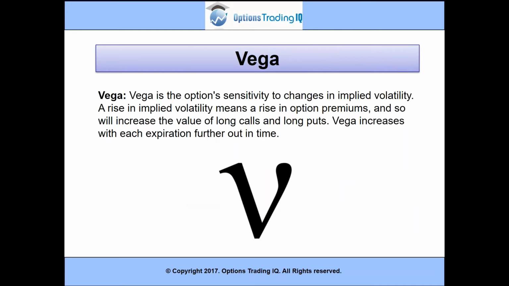All right, so Vega is the option sensitivity to changes in implied volatility. A rise in implied volatility means a rise in option premiums, and so will increase the value of long calls and long puts. Vega increases with each expiration further out in time.